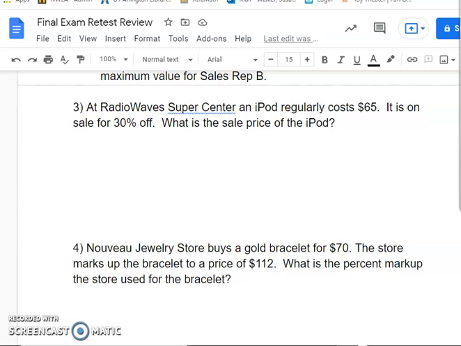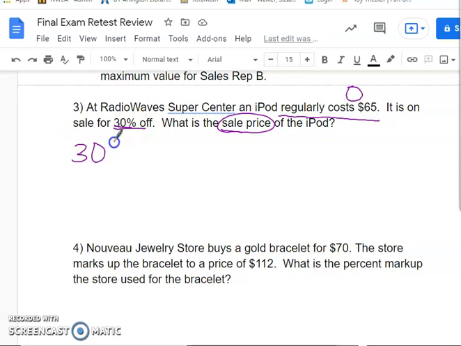It says, at Radio Waves Supercenter, an iPod regularly costs $65. So one thing I know is that's the original. It is on sale for 30% off. What is the sale price? So most of you got the first part. You remember that we generally change the percent to a decimal and multiply.